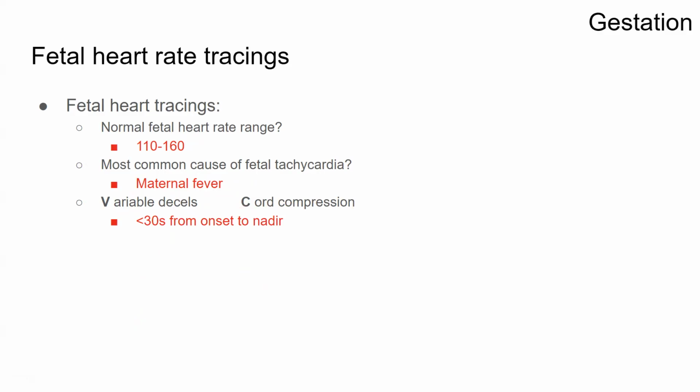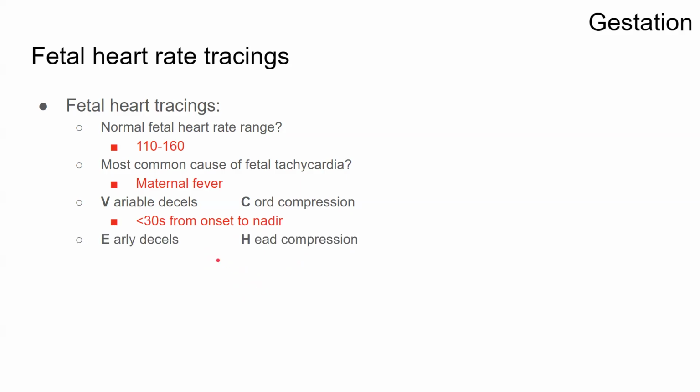They're quick on, they're quick off. So if the baby's heart rate is fine and then they have a deceleration, and the duration from onset to nadir is less than 30 seconds, that's consistent with a variable deceleration. Onset obviously is when the deceleration starts, and nadir is the lowest point in the decel before it comes back.